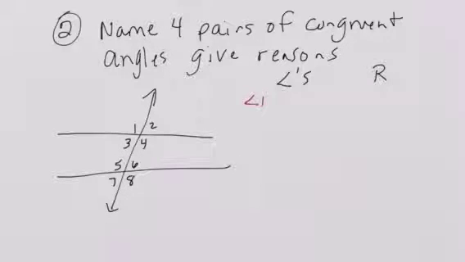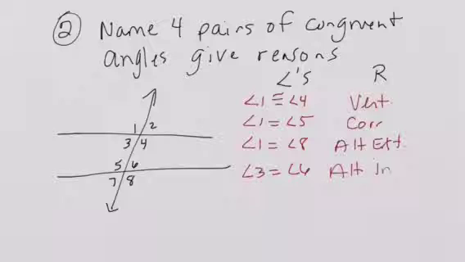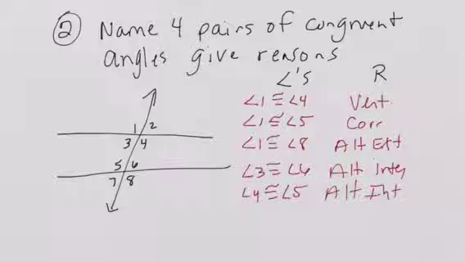Angle 1 is congruent to angle 4 because they are vertical angles. Angle 1 is congruent to angle 5 because they are corresponding angles. Angle 1 is congruent to angle 8 because they are alternate exterior angles. Angle 3 is congruent to angle 6 because they are alternate interior angles. Angle 4 is congruent to angle 5, alternate interior angles.